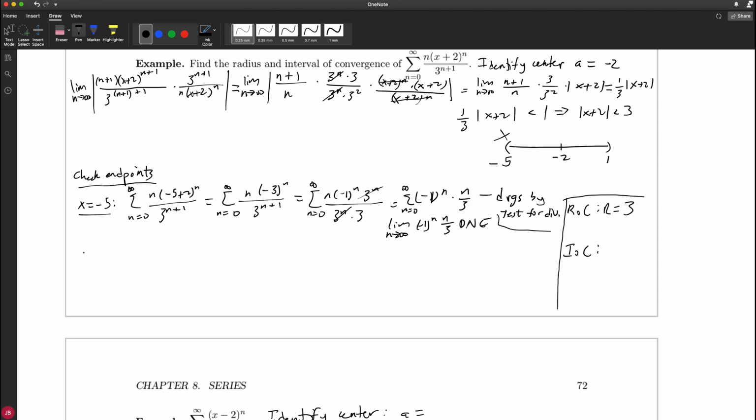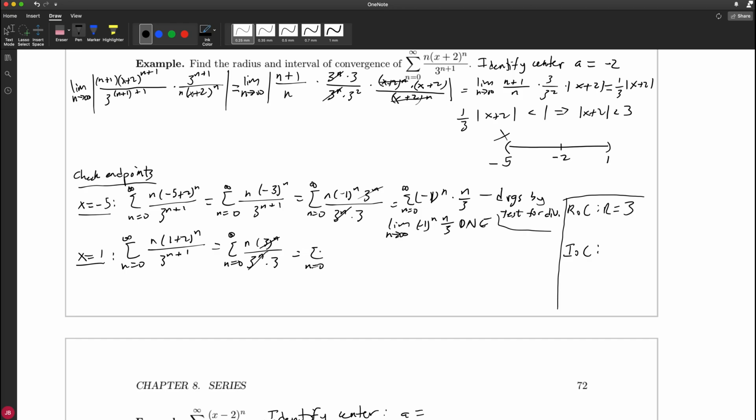I'm not allowed to use x equals minus 5. All right, let's try x equals 1 then. We get the sum n equals 0 to infinity, n times 1 plus 2 to the n over 3 to the n plus 1. You'll notice this is 3 to the n, and the bottom I'm going to split up also as 3 to the n times 3, and we see the 3 to the n's canceling.